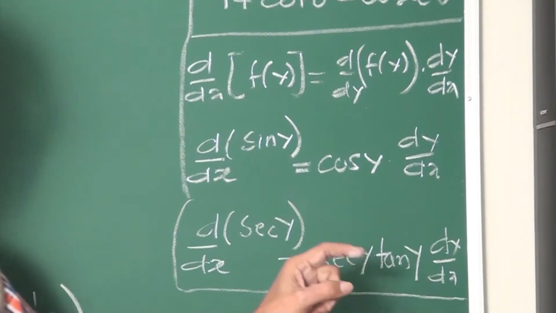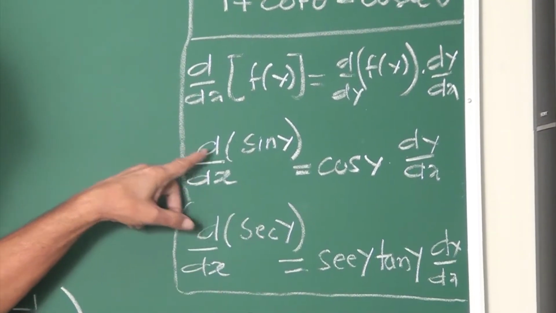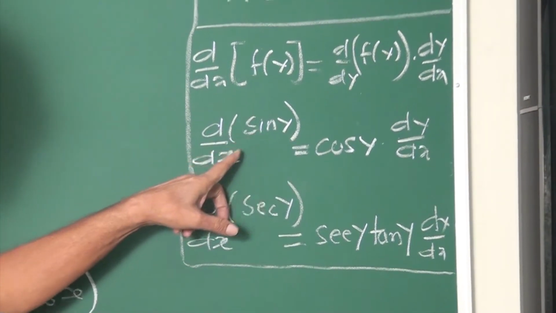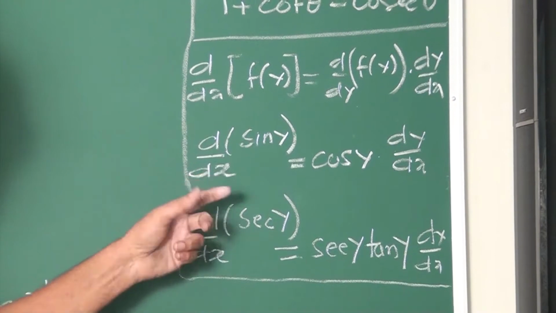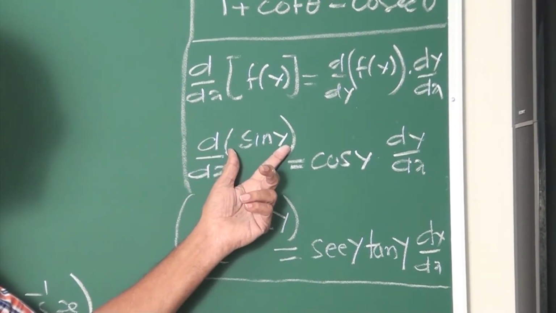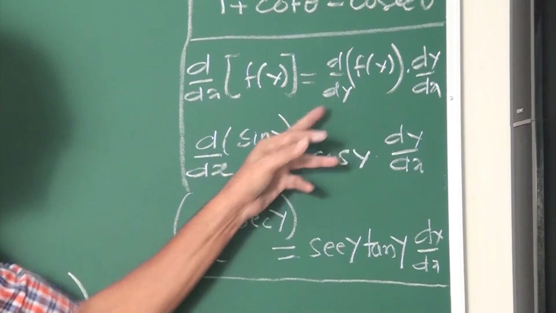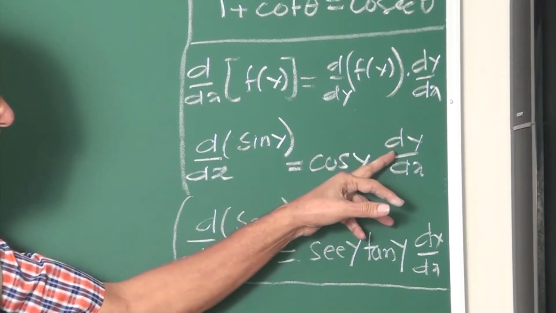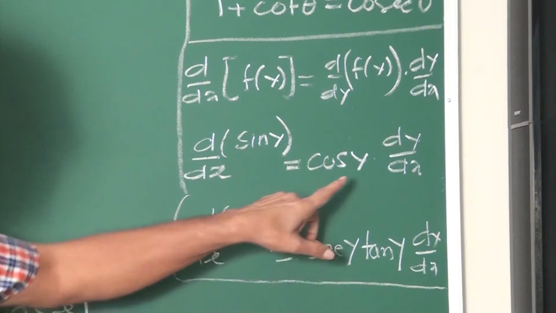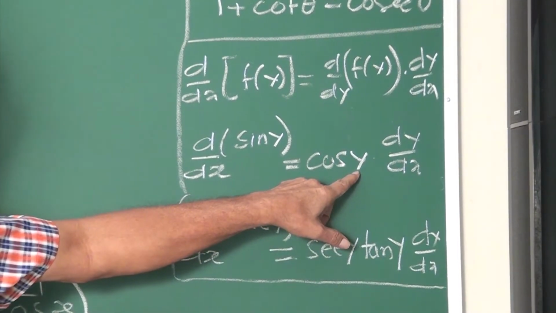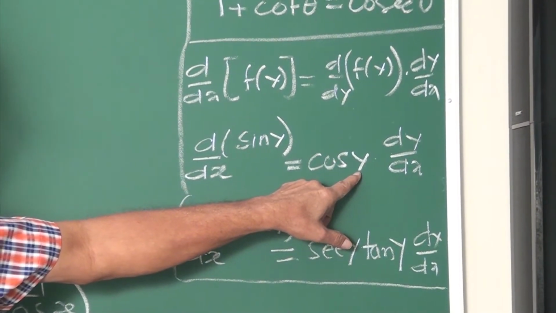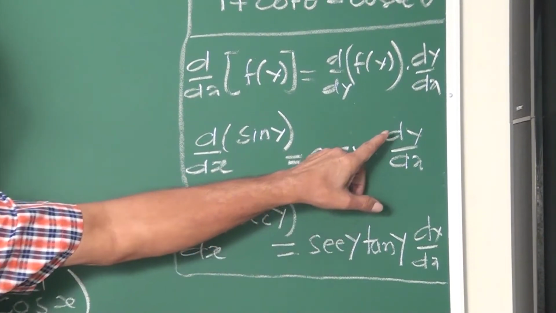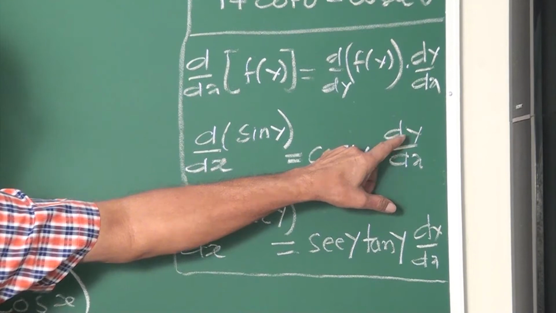My friends, I have taken one example here. Derivative of sin y with respect to x. I told you, first differentiate sin y with respect to y. Sin y with respect to y is cos y. Then y with respect to x. If this angle is other than x, write its derivative. Is it x? No, it is y. Then you have to write its derivative, dy by dx.